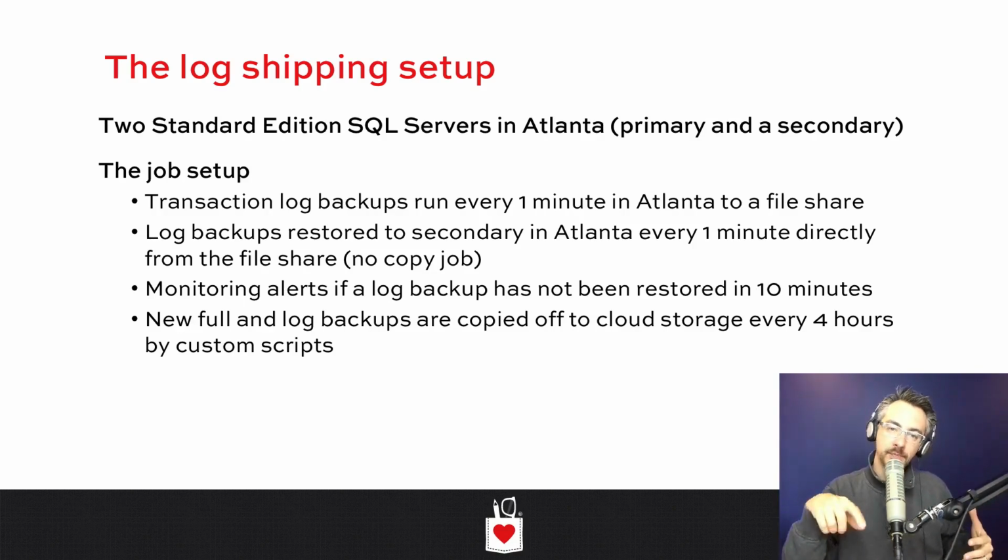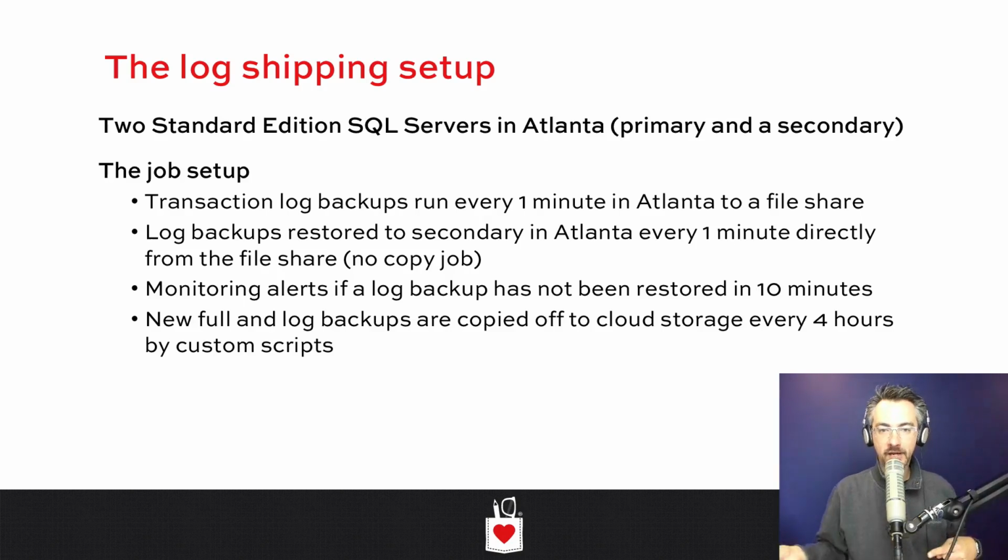If you're doing log shipping to DR, you want to copy these backups down to DR so that you've got them in case the primary data center blows chunks. Now over on the secondary, he's just going to point at that same file share and restore the backups every minute straight from there. Now this gets me higher availability.